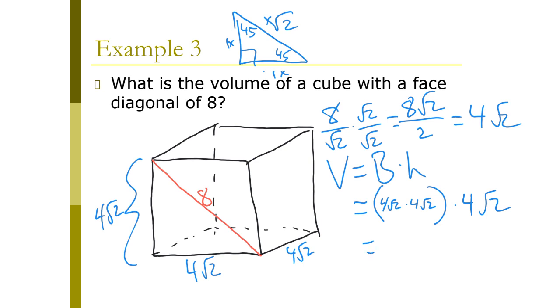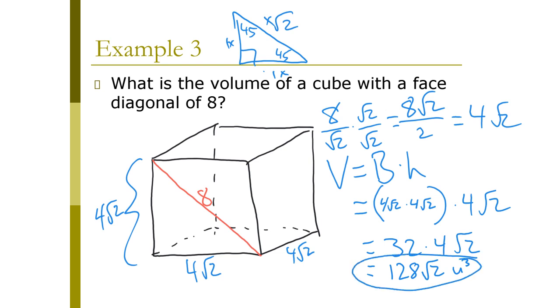Well, this ends up being 16 times 2, which is 32 times 4 root 2. And if I do 4 times 32, that's 128 square root 2. And that's units cubed. There's my exact. What's my approximate? Well, 128 times the square root of 2 would give me 181.019. So that's 181.02 units cubed for my approximate answer if I were asked to round it.